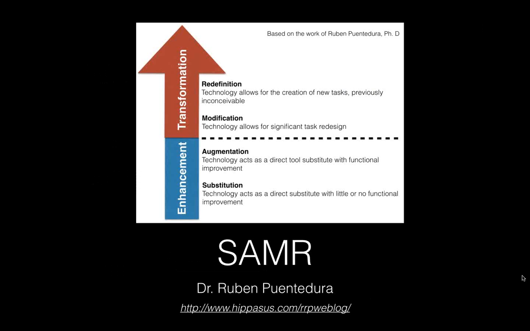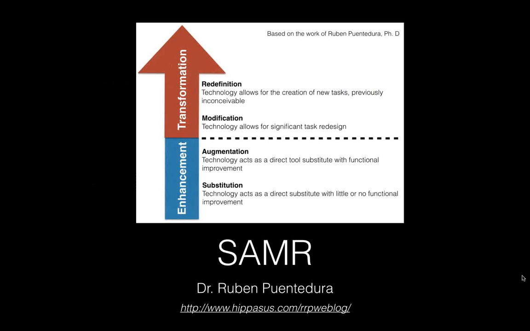And so that lowest level of integrating technology in the classroom was substitution. That's where the tech just acts as a direct substitute with little or no functional improvement. I think this is the easiest level to understand in SAMR. Basically, instead of reading that textbook or writing that paper, or typing that paper, I'm doing it on my device, on my iPad or on my laptop or Chromebook, etc.